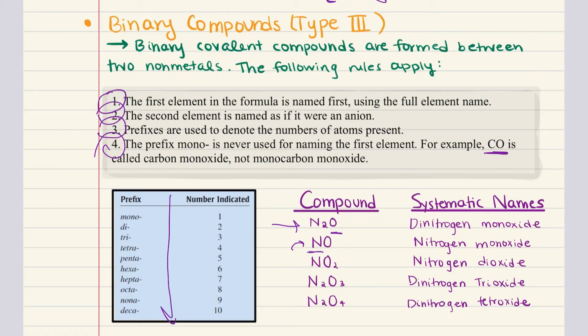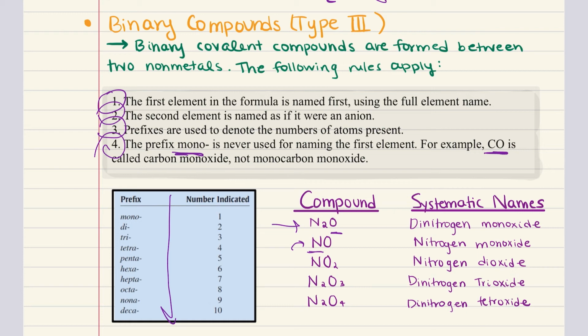Now, nitrogen is the first element here. We're going to use the full element name, and there's 1, but because it's the first element, we're not adding mono. That's rule number 4. Prefix mono is never used for naming the first element. And then the second element is oxygen. We're going to name it as if it was an anion, oxide. And then there's only 1, so monoxide. The name for NO is nitrogen monoxide.